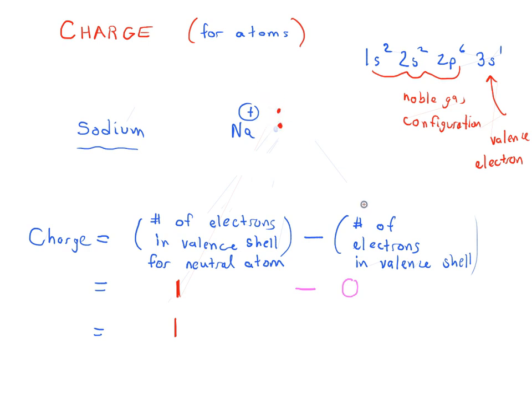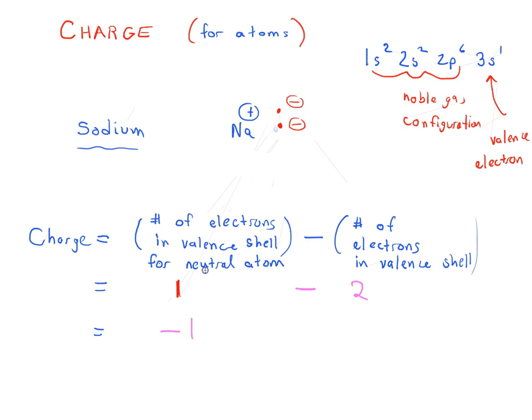Now, what if we had instead 2 electrons? Let's say we had a pair of electrons around our sodium. Each electron has a charge of minus 1, so you can draw a little minus charge for each of those electrons. Now, this is going to change our calculation again. We've got 2 electrons in our valence shell, so 1 minus 2 is going to give you an answer of minus 1. So if we had sodium with 2 electrons, it would have a charge of minus 1. And of course, if we had a third electron, it'd be minus 2. If we had a fourth electron, it'd be minus 3, and so forth.